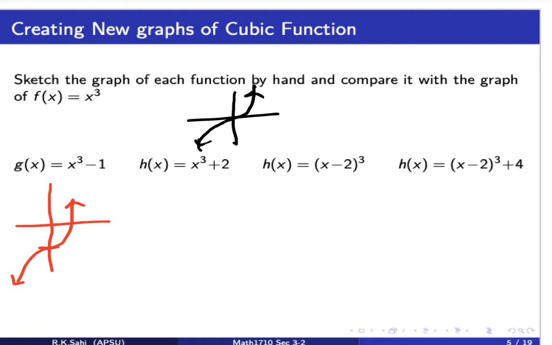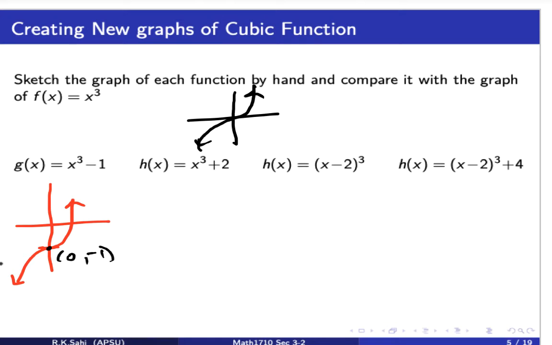The shape does not change, guys. Remember that. Very important. The shape does not change. It's just the translation of the graph up or down. So here, because it's a negative number being added to the original function, the graph goes down by 1 unit.